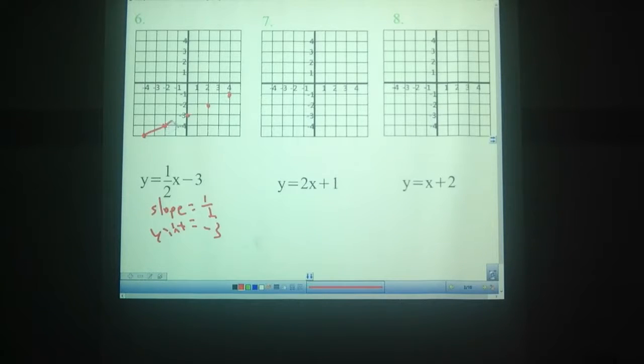Hopefully this is coming back to you pretty quickly. Hopefully you actually did this without me even going over with you. 7 and 8, try those out. Pause. And we're back. So 7, our slope is that 2 there, which we can change to 2 over 1. Y-intercept, 1. So we start at the 1 here, we go up 2 to the right 1. Up 2, right 1.